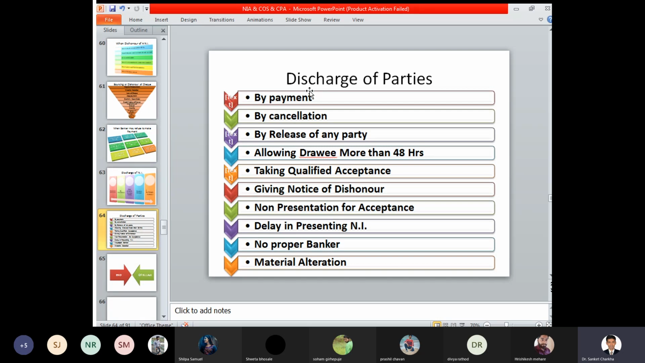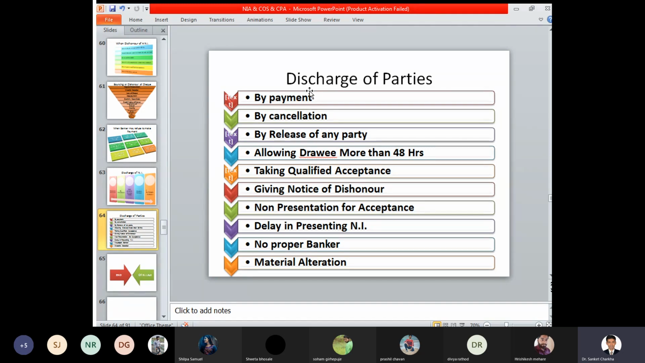Taking qualified acceptance. The essential element is that the negotiable instrument must always be unconditional. So if certain terms and conditions are laid, and the negotiable instrument becomes conditional, that is, qualified, then based on the qualified acceptance, the parties to the negotiable instrument get discharged, and accordingly we can say that there is no liability in existence. Giving notice of dishonor. If a notice of dishonor is received by either the drawer or the drawee, then based on that consideration also, the parties to the negotiable instrument get discharged.